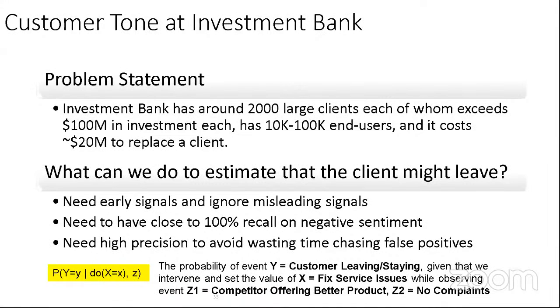And it doesn't help to tell you 3 days before, or even a month before, that they're about to leave. You need early signals. Maybe you need to know 6 months, 9 months in advance. You need to have close to 100% recall on negative sentiment on this. Now, this is something I'm saying very trivially here, but we found this out painfully.